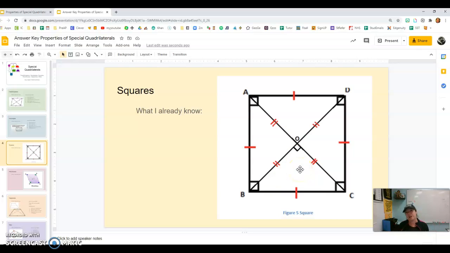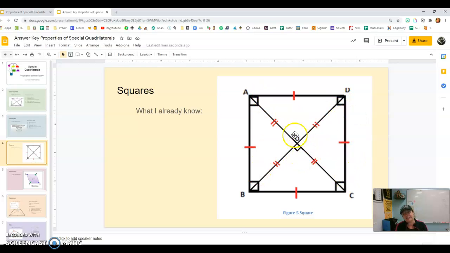So with a square, most people know that the difference between a square and a rectangle is that a square has 4 equal sides, right? But there's another thing that you may not have known about a square. So a square, remember the diagonals are going to be congruent. They're going to bisect each other.